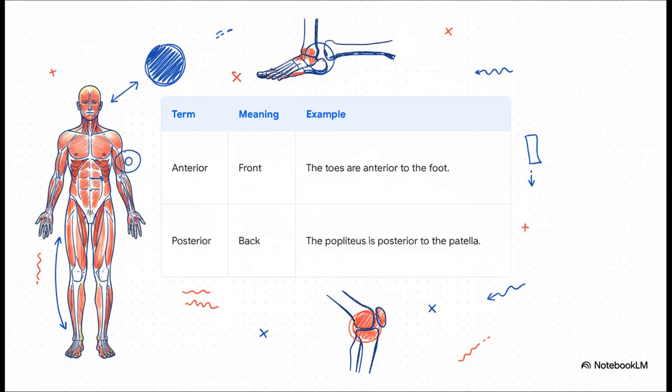Next, we've got front and back. Anterior refers to the front of the body, and posterior refers to the back. A great little trick to remember this is that dorsal, another word for posterior, is like the dorsal fin on a dolphin's back. So, for instance, your toes are anterior to the rest of your foot, while the back of your knee is posterior to your kneecap.